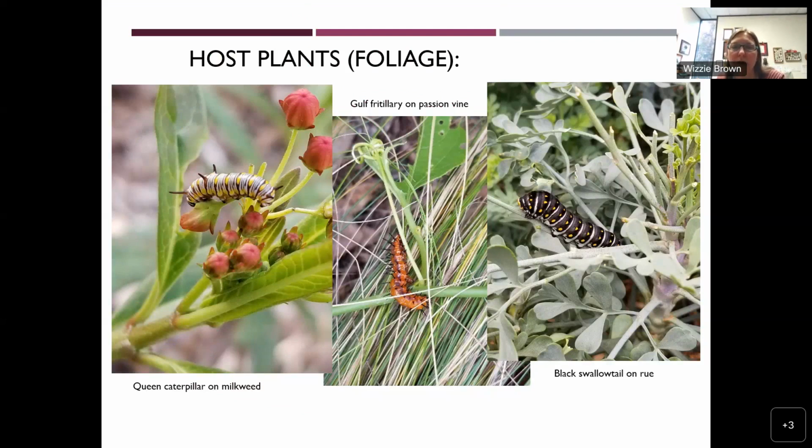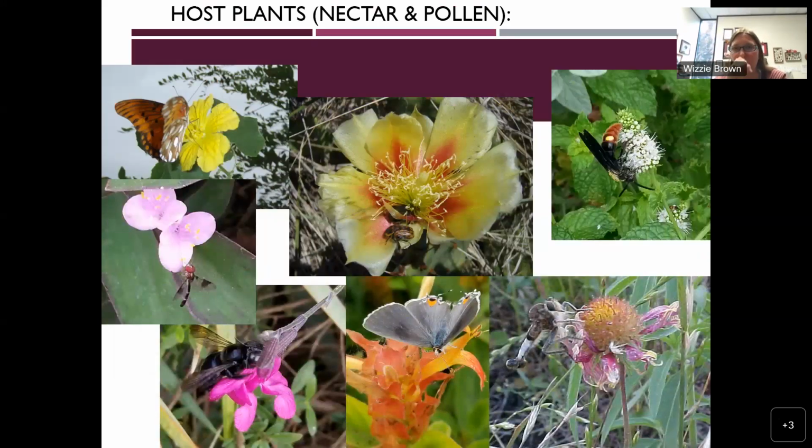In the middle there, on passion flower, we tend to get the Gulf fritillary caterpillars, as well as, depending on where you are in Texas, you lucky ducks, the zebra longwings. And on the right-hand side, that one is showing you a black swallowtail on rue. So fennel, parsley, dill, those all tend to get swallowtail caterpillars. So again, that's more of a family there.